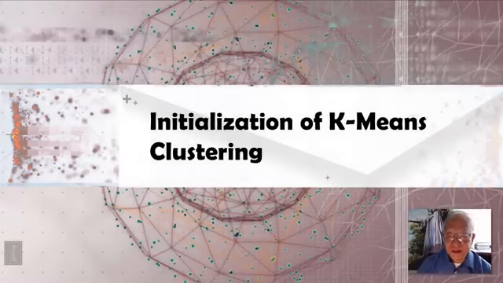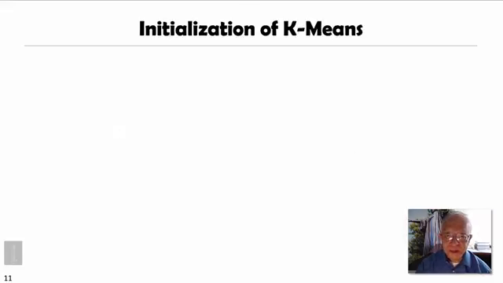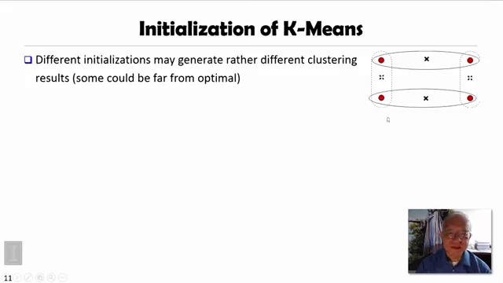As we just discussed, the quality of k-means clustering is quite sensitive to the initialization. Then we need to see how to do good initialization so we find a good quality clustering using the k-means method. I'll give you a simple example. You can probably see different initializations may generate rather different clustering results. Some may not be optimal at all.